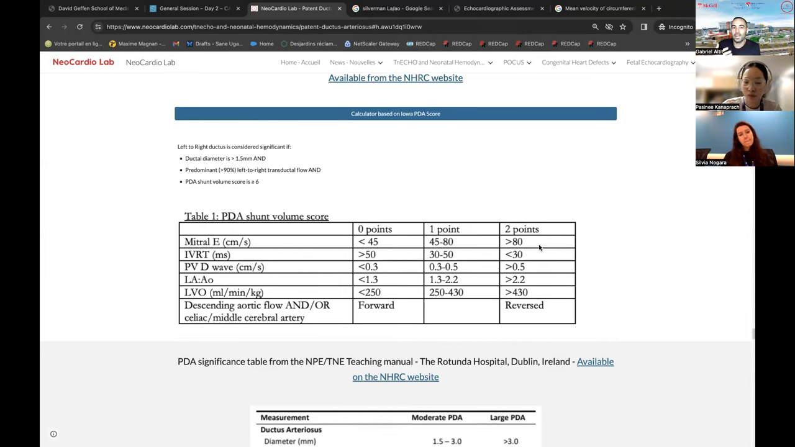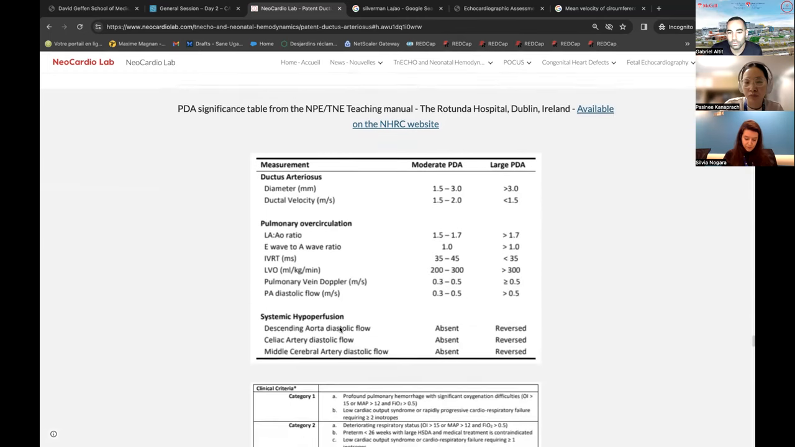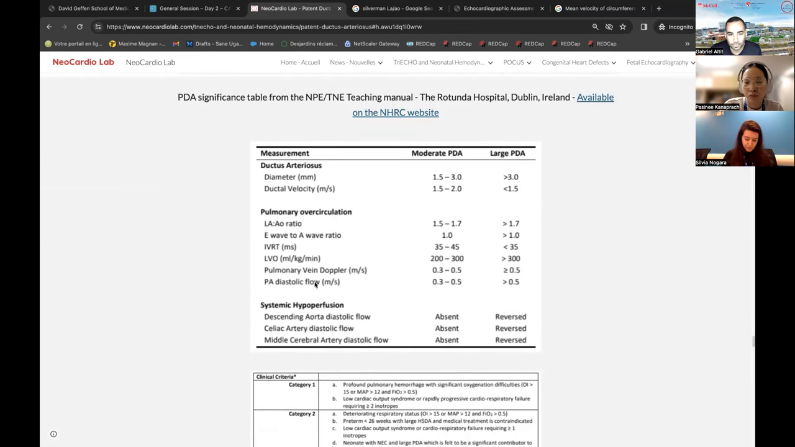So that's a marker indirectly that there's a lot of blood flow going through the lungs. But this is true, like this calculator has been done for babies being scanned in the first day of life, or the first 3 days of life or 4 days of life. But we don't know if these values are true down the road, later on.